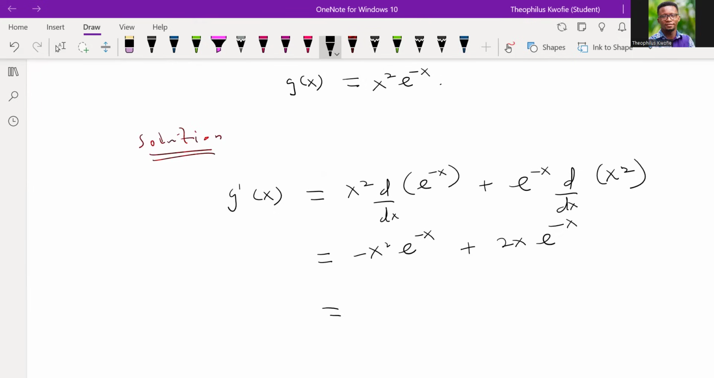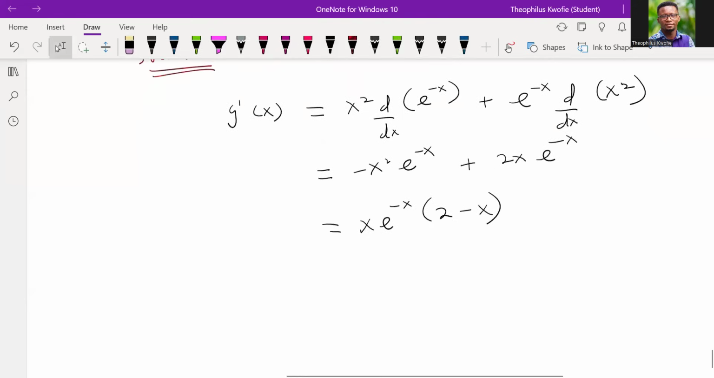Over here, let's try and factorize. By factorizing, we should have something like x e to the power minus x times 2 minus x. All right. So we have this. Now we need to find where g prime of x is 0 or g prime of x does not exist, right? Because these are the definitions of a critical value.